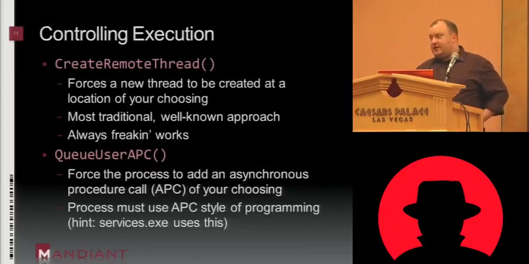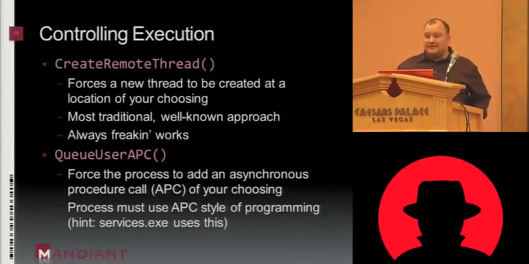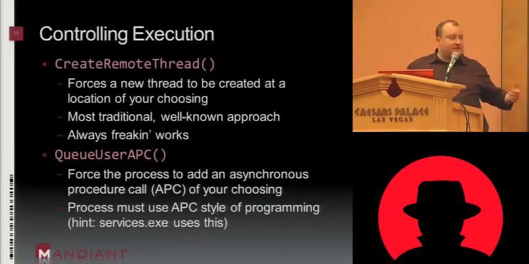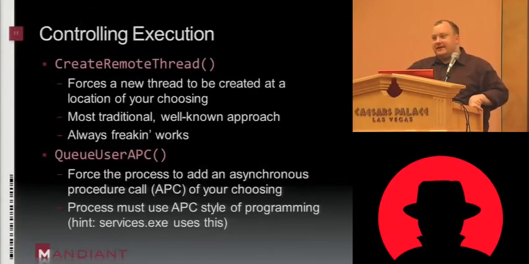There's some key processes that do use APC. For example, services.exe uses asynchronous procedure calls. So you can use QueueUserAPC to force services.exe to execute something of your choosing. So it's pretty effective in that case. You couldn't QueueUserAPC against, say, netcat. It doesn't use APC, it doesn't make those function calls, so it's never going to process an APC function that's added to its queue.